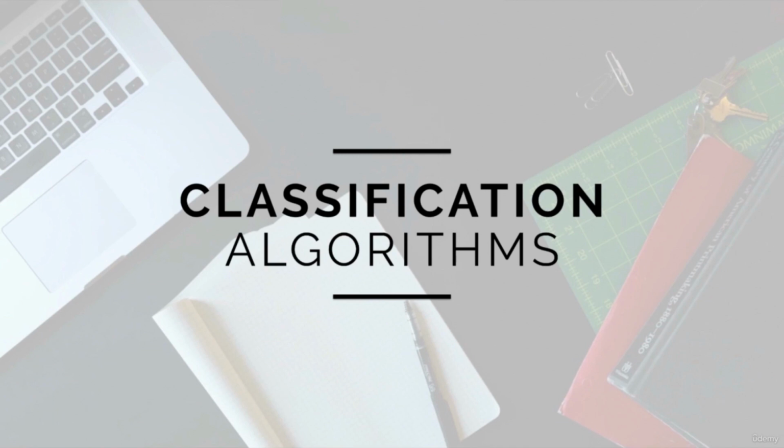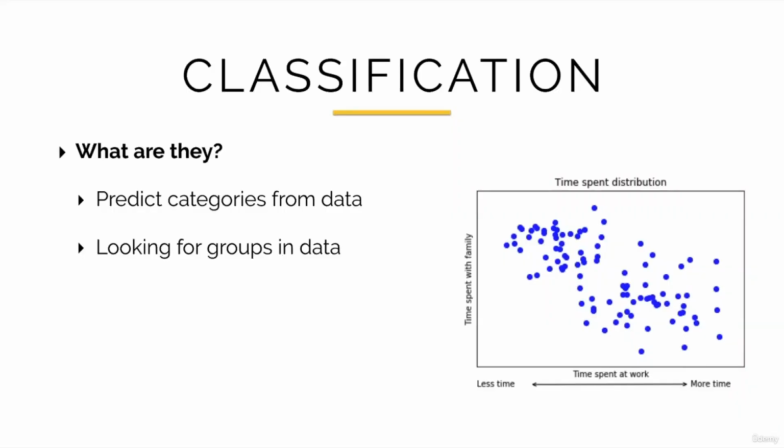In this lecture, we're going to learn about classification algorithms. So first of all, what are they? Well, they're essentially algorithms that let you predict categories from your data. Now, there are also classification algorithms that let you identify groups within your data. So let's do this with a more practical example.